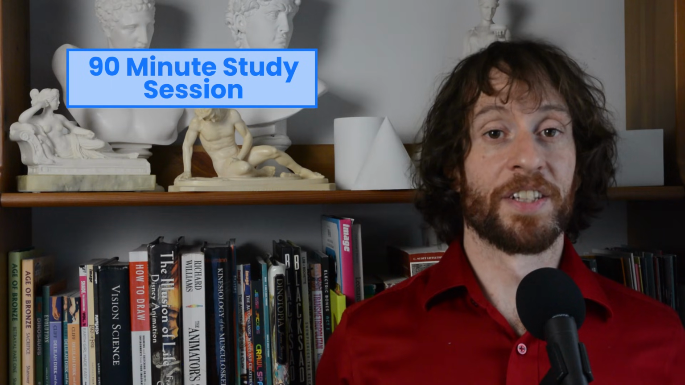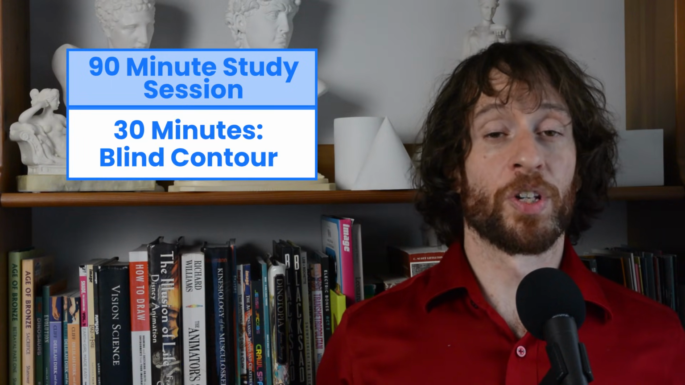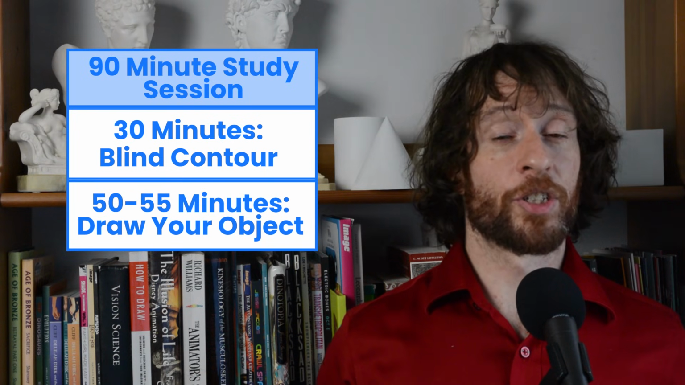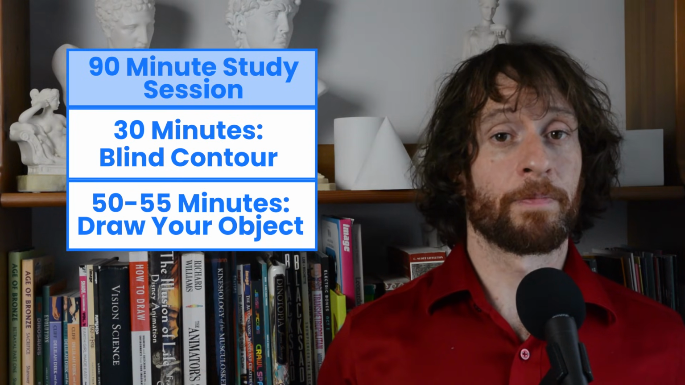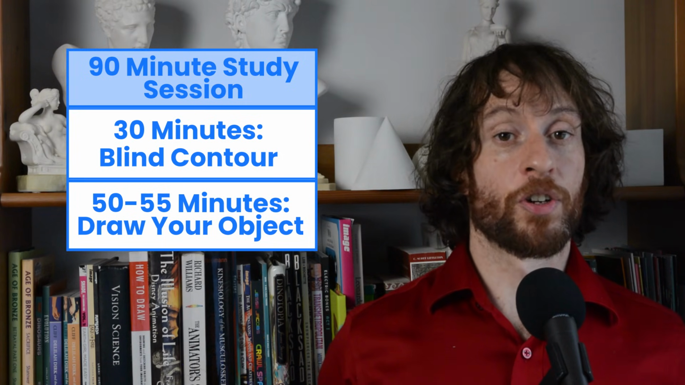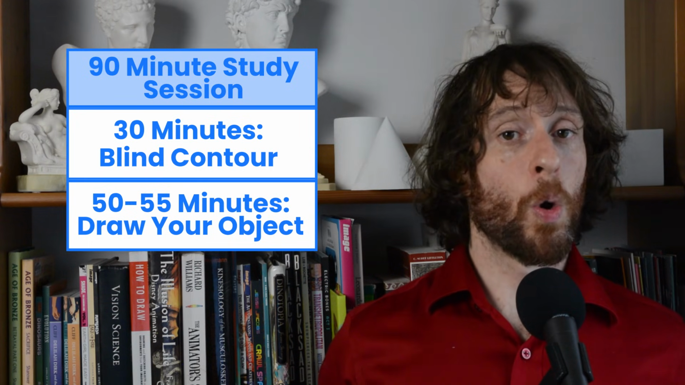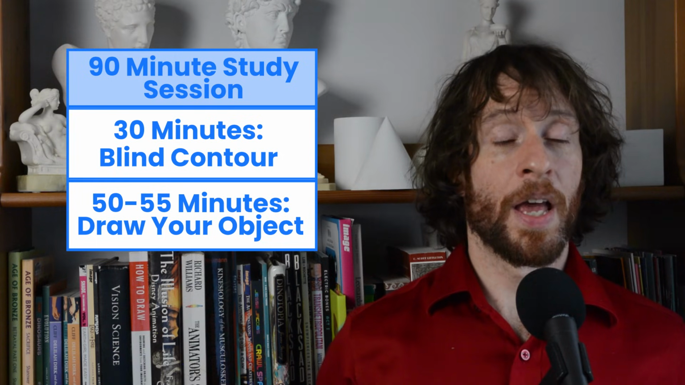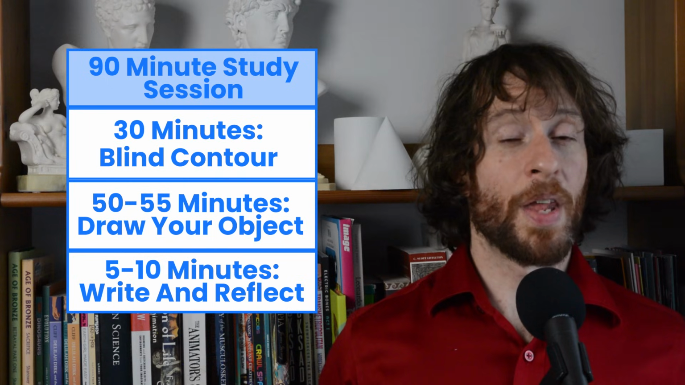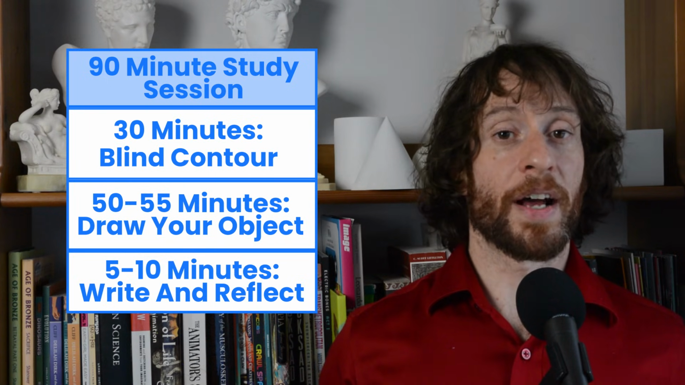For your 90-minute study sessions, spend the first 30 minutes doing the blind contour exercise. Spend the next 50 to 55 minutes drawing your object to the best of your ability. If you finish your drawing before the time is up, draw your object again with the remaining time. If you don't finish your drawing before the time is up, you can pick up where you left off in the next study session, or take extra time if you'd like. After you're done drawing, spend 5 to 10 minutes writing and reflecting on how it went. What went well, and what could you do better next time?